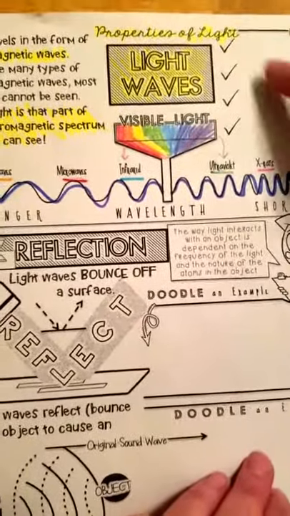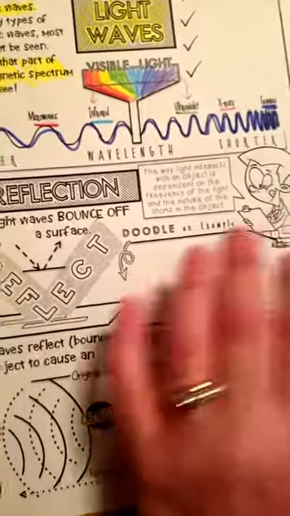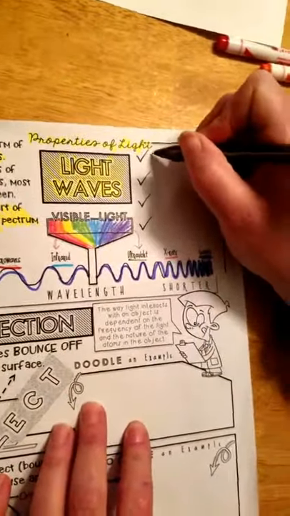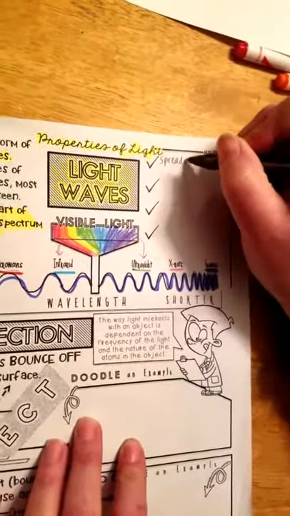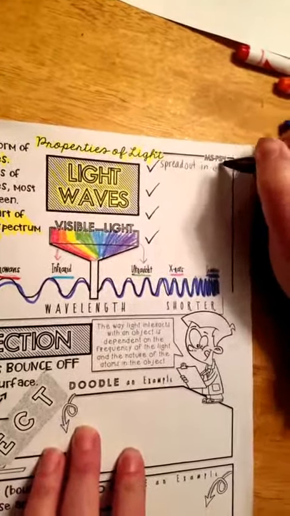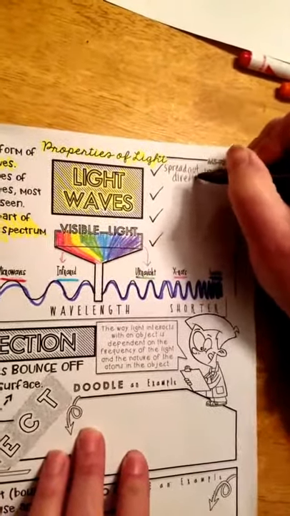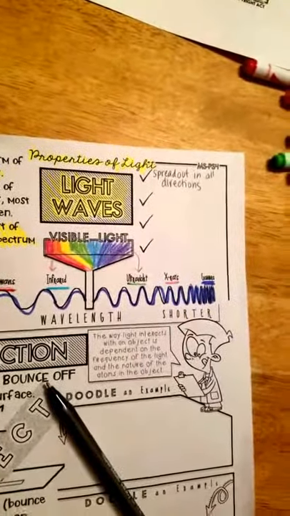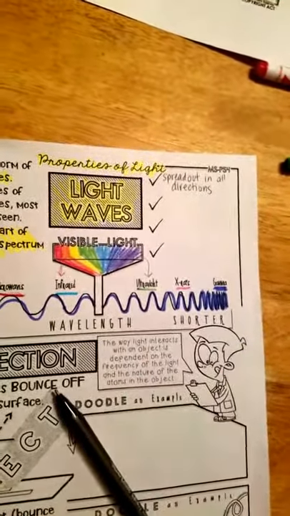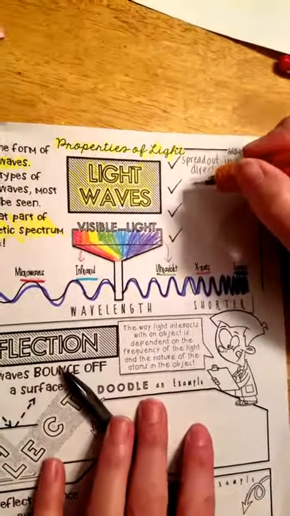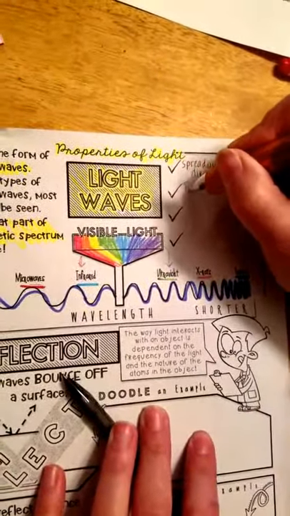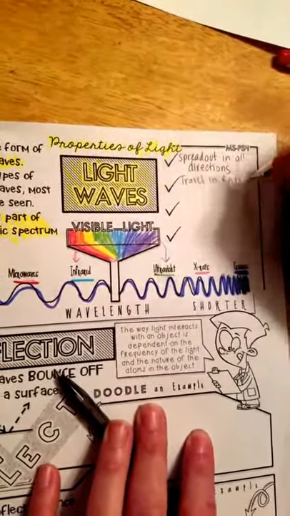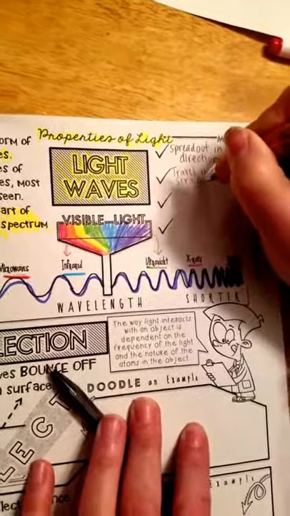Okay, so we're going to write down 4 facts here about light waves. The first one is that they spread out in all directions. So that's our first note. So if you're burning a candle, the candle doesn't go in one direction. It goes in all directions. The second note, they travel in rays, which basically means straight lines.